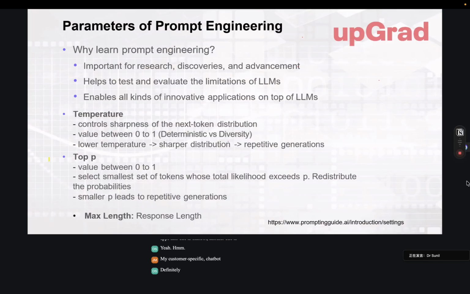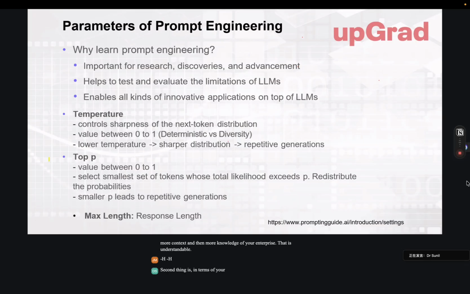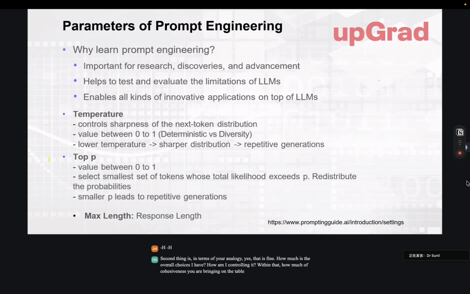Definitely. I understand where you are coming from. Sometimes generic chatbots will try to give peripheral answers, not specific answers, right? It may not have them. What that means is the top P itself doesn't have the relevant information, whereas your customized chatbot may give some specific answer because it has more context and more knowledge of your enterprise. That is understandable. Second thing, in terms of your analogy, yes, that is fine. How much is the overall choices I have? How am I controlling it? Within that, how much cohesiveness you are bringing to the table, right? That's how the combination works.